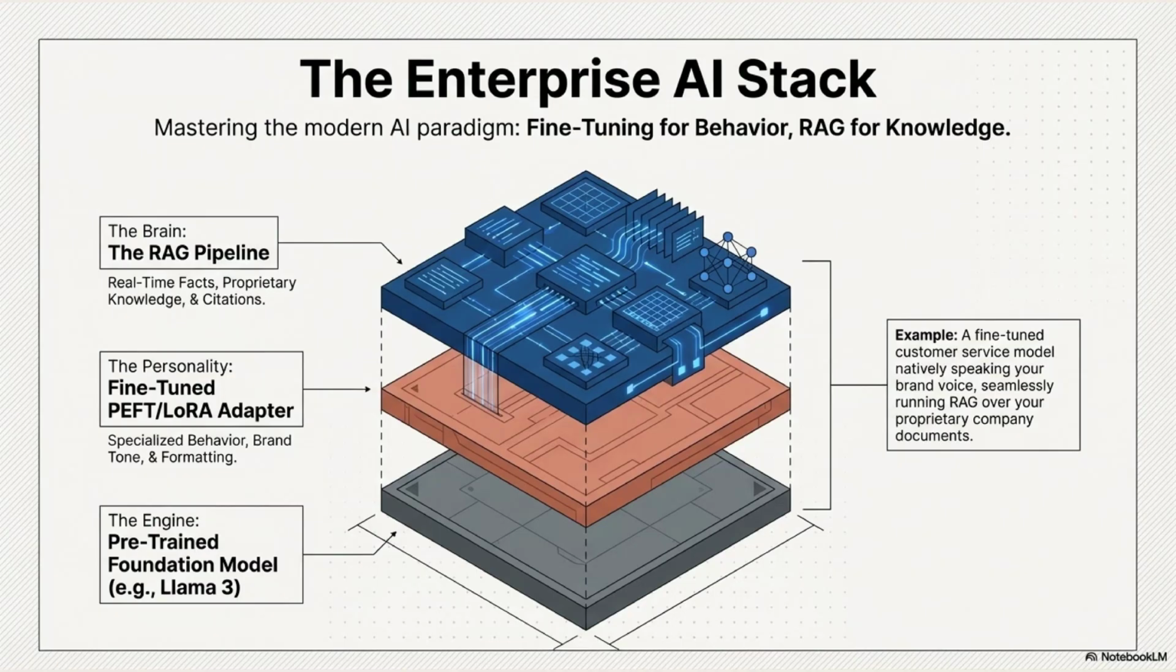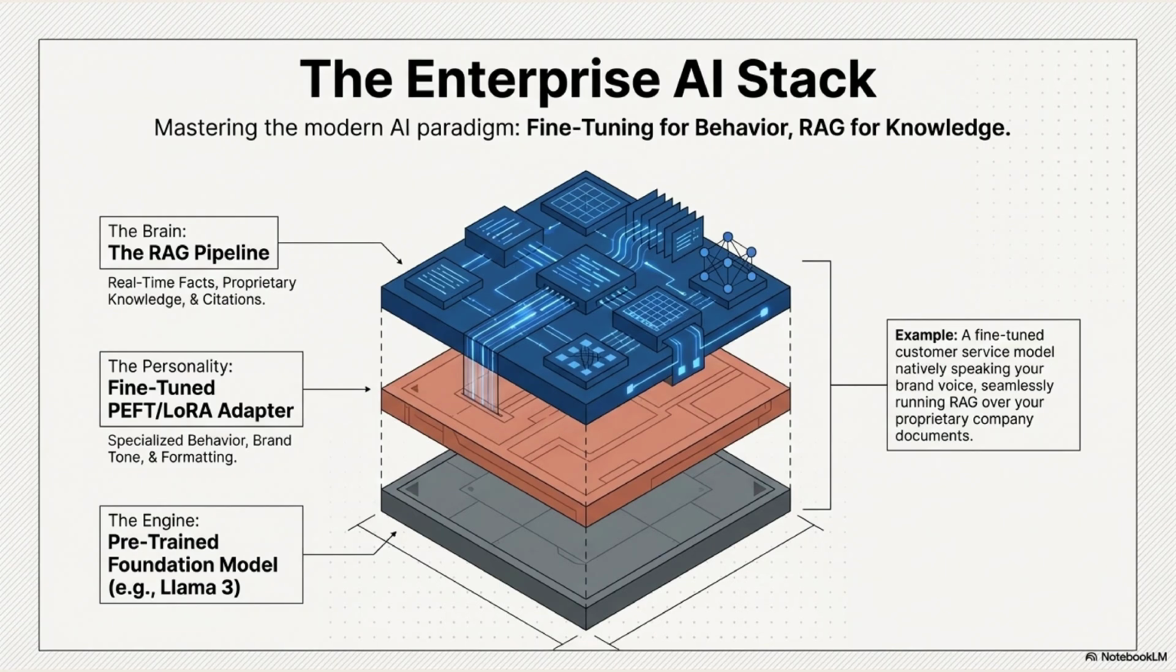We have arrived at the final slide of Module 2, and this one is worth stepping back to appreciate. The title is The Enterprise AI Stack, and the subtitle says, Fine-Tuning for Behavior, RAG for Knowledge. This is the complete modern enterprise AI paradigm, visualized as a 3-layer architecture. Look at the exploded diagram, 3 stacked layers, each with a distinct role. At the bottom, the engine, the pre-trained foundation model, something like Llama 3 or GPT-4 or Gemini. This is the raw intelligence, billions of parameters trained on the entire internet. It understands language, reasoning, and logic at a deep level, but it knows nothing about your company.